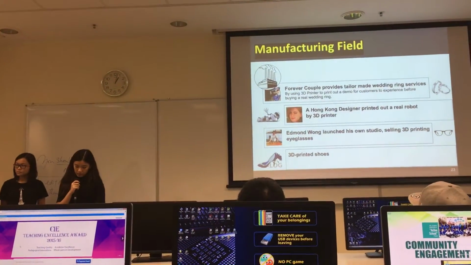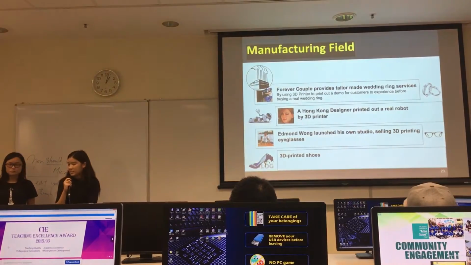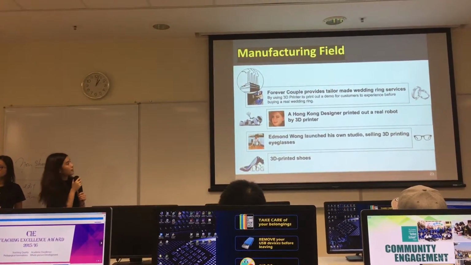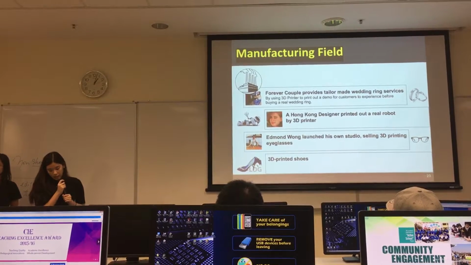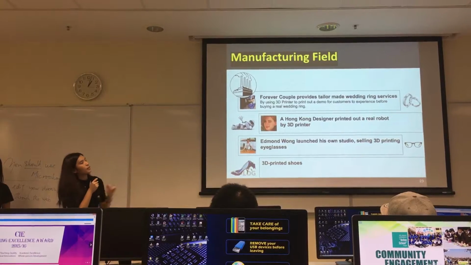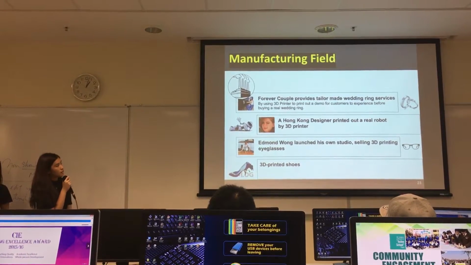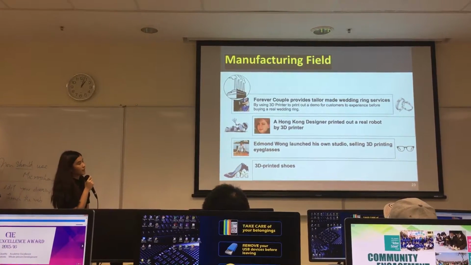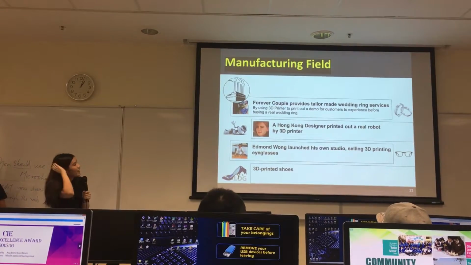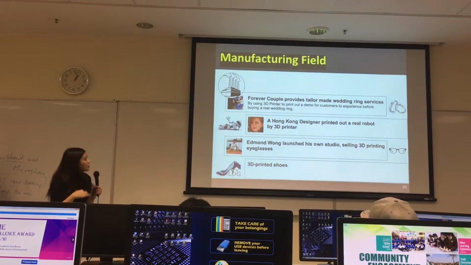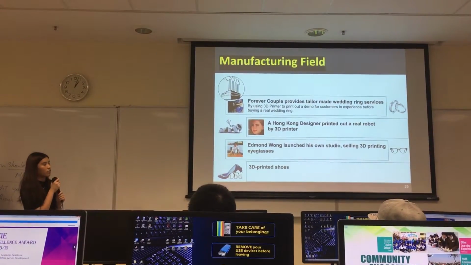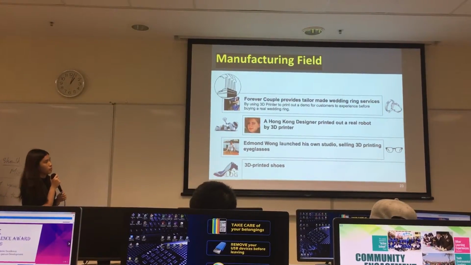In the manufacturing field, 3D printing is cheaper, faster, and provides tailor-made products for customers. For example, a wedding ring company provides tailor-made rings, and customers can experience 3D printed rings before the real wedding. It can also print suits, and 3D printing technology has brought a new world to design.